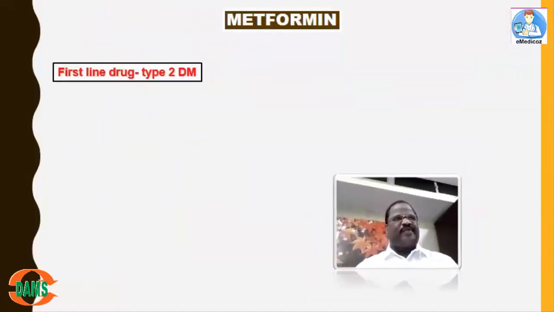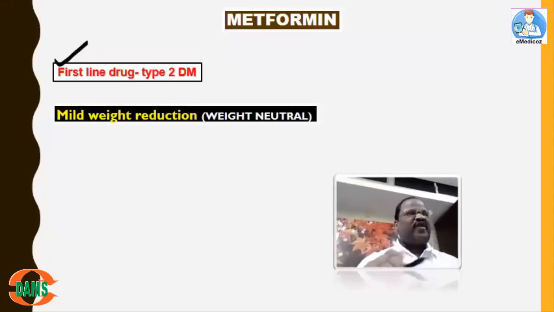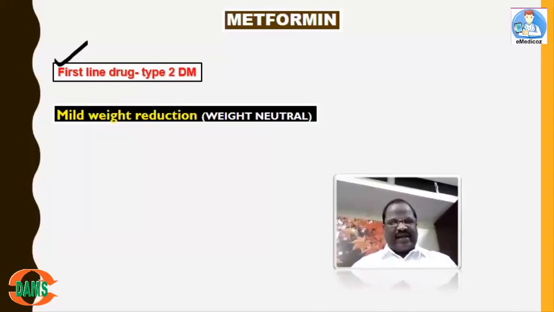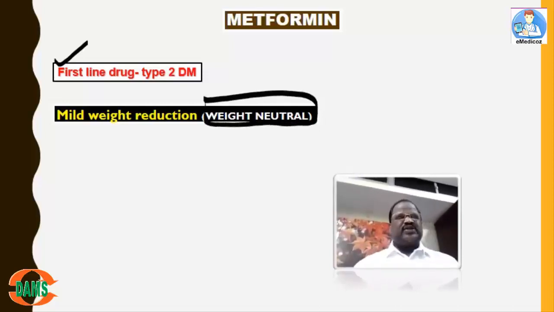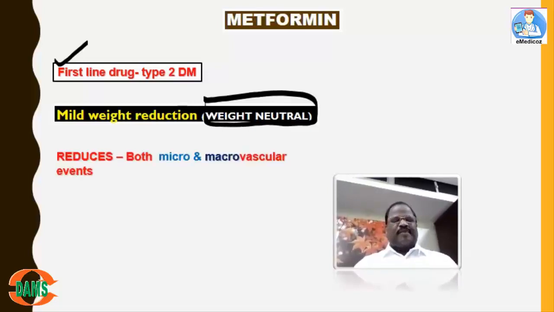Now coming to the most important part: metformin is the first line drug for type 2 diabetes, and that too in an obese patient with type 2 diabetes, the first line drug of choice is metformin. In clinical practice, metformin causes mild reduction of body weight. But recent research shows metformin is weight neutral, that means it neither increases nor decreases weight. Practically speaking, it may cause mild reduction of body weight, but definitely it will not cause weight gain. According to the latest Goodman and Gilman book, metformin comes under the weight neutral category. Another important point: metformin reduces both micro and macrovascular complications of diabetes. That's a very important property.